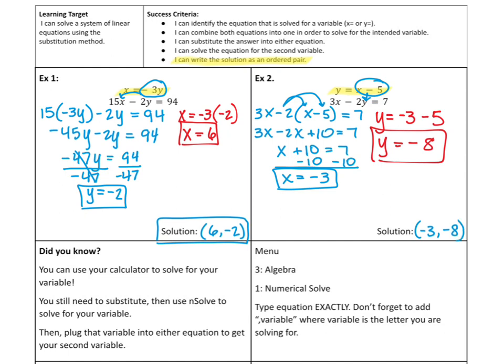Something to be aware of is which one you're solving for. Don't get confused when you're solving. I solved for x and then I solved for y. Last time we'd solved for y first and then x. So make sure you're keeping track of which variable you're actually solving for. And then when you're writing your solution, make sure you write it in the correct order. Remember, you always write solutions as an ordered pair, which is x, comma, y.